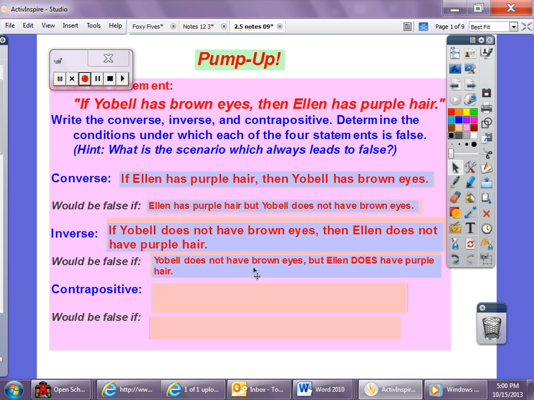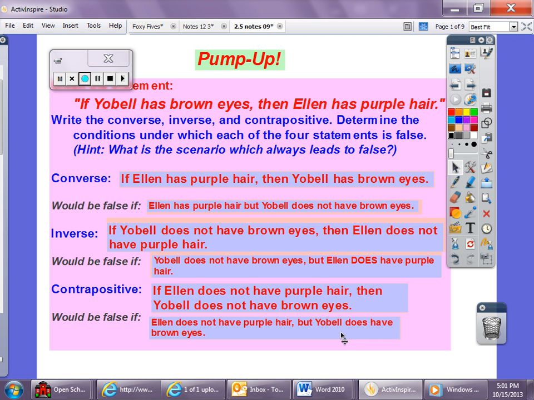And then the contrapositive: if Ellen does not have purple hair, then Yobel does not have brown eyes. And this would be false if Ellen does not have purple hair, but Yobel does have brown eyes.